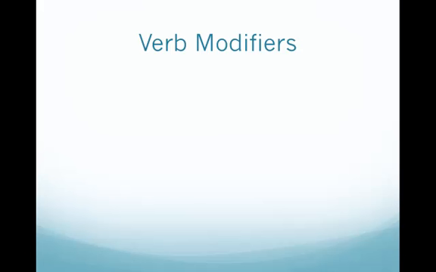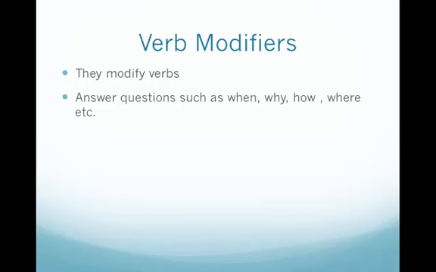Next, we take a look at what are verb modifiers. As the name suggests, these words modify verbs and they answer a few basic questions about the action, such as when, why, how, and where the action is taking place. For example, my daughter talks incessantly. So the modifier incessantly answers the question, how does my daughter talk? She talks incessantly.